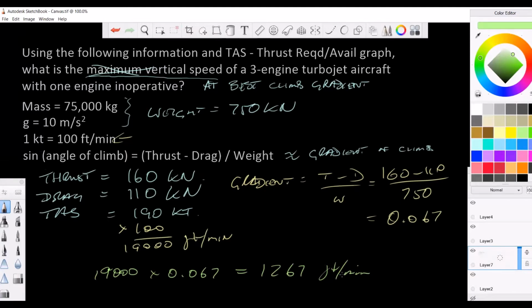Again, this is not the maximum vertical speed the aircraft can achieve. If the aircraft was flying at VY, so a slightly higher airspeed, then it would achieve a higher rate of climb. This is actually at best gradient of climb speed, because remember, for a jet, VX is at minimum drag speed, and this is showing the details of minimum drag speed. So the question isn't quite correct, but this is the only answer you can calculate, and this is what others have agreed is the correct answer.